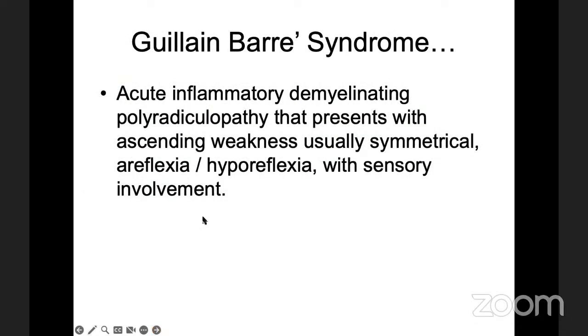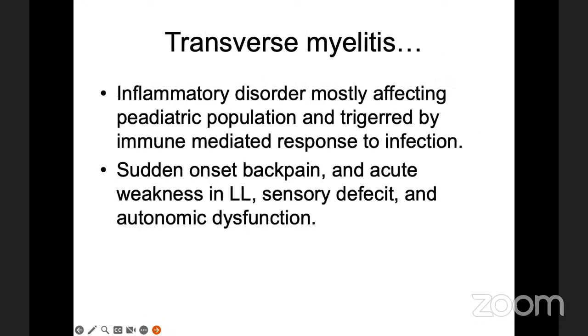Okay, I think so. We discussed Guillain-Barré. We can have the next one, Tausif, please. Transverse myelitis.